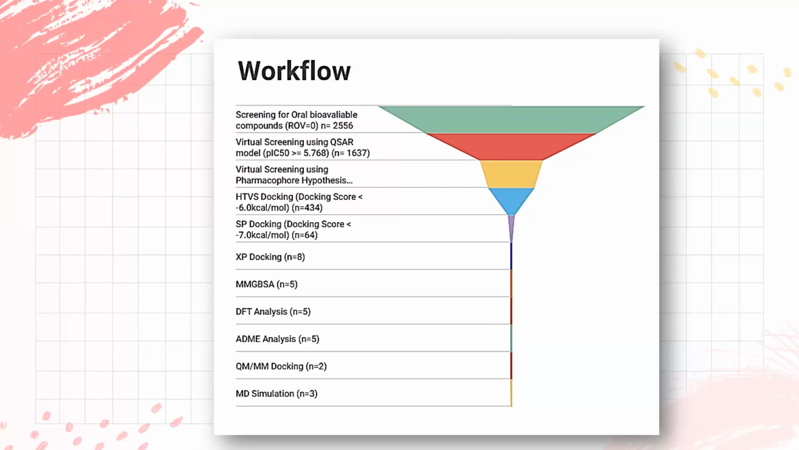Then DFT analysis. DFT is a computational chemistry method where you try to predict the electronic structure or the electronic properties, such as the lowest unoccupied molecular orbital and the highest occupied molecular orbital. You try to find out which part is the donor and which part is the acceptor in a chemical compound. We did that analysis for the top 5 compounds again. Then ADMET analysis. ADMET really means absorption, distribution, metabolism, and excretion. So we tried to predict the ADMET properties of the top 5 compounds again.